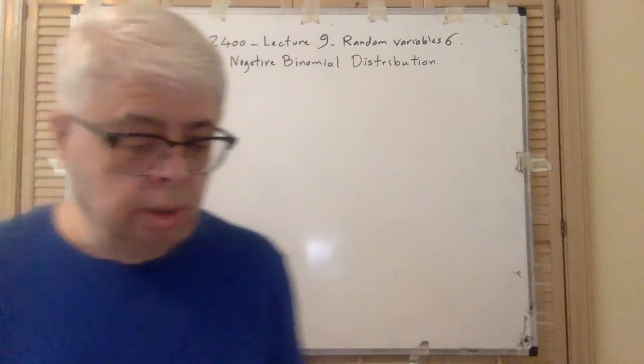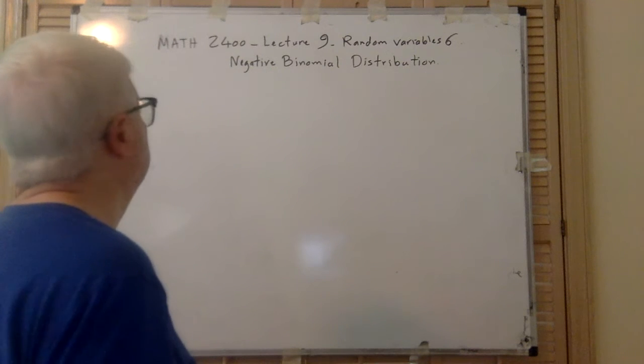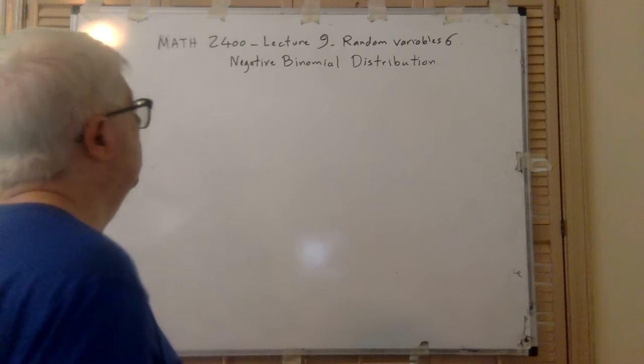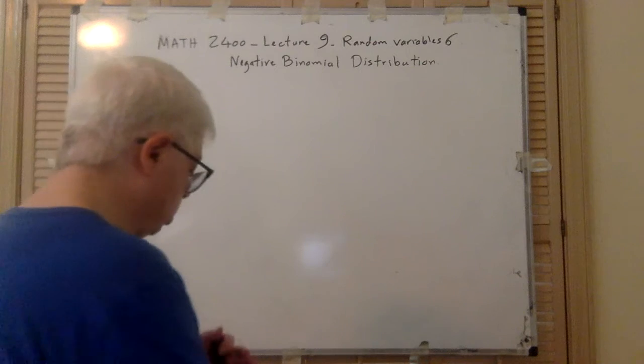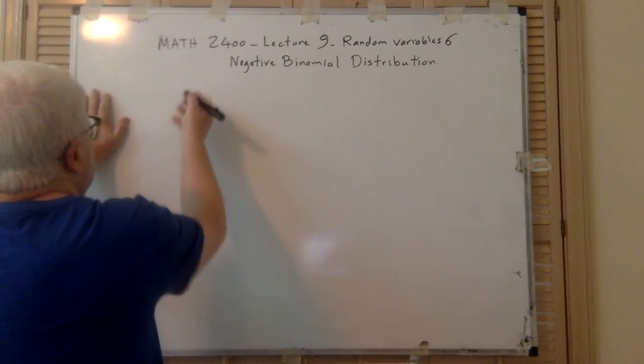Okay, so that's lecture number 9 from Math 2400, and that is the negative binomial distribution. So let's see what this is. This is very simple.